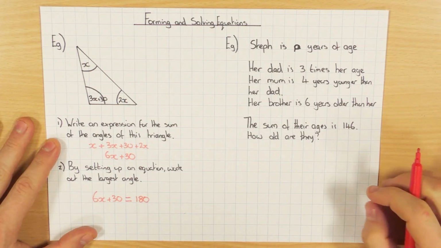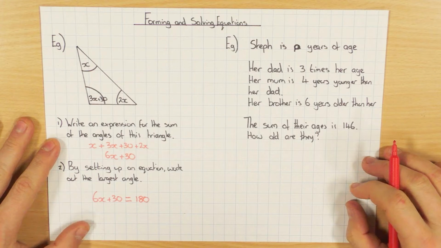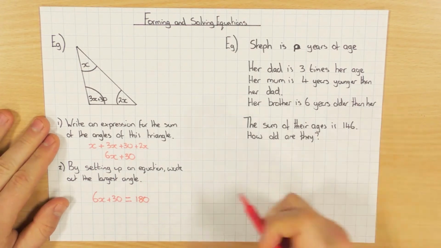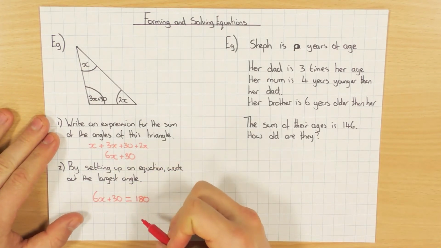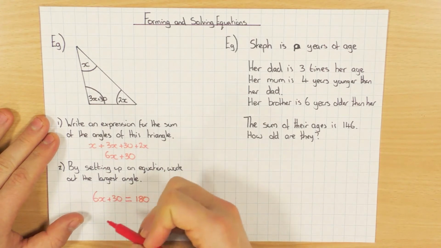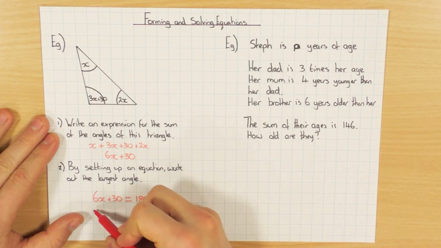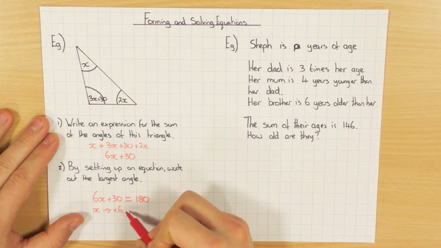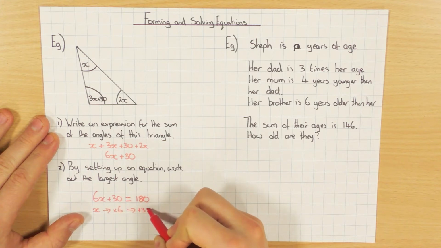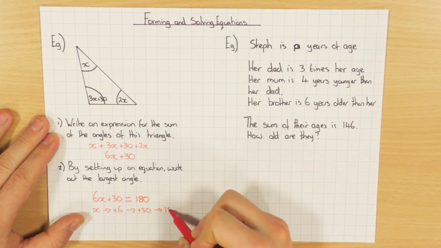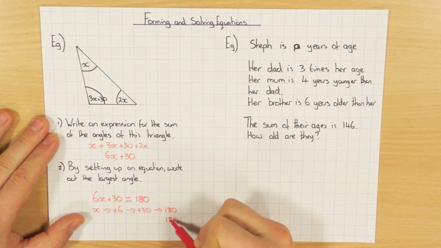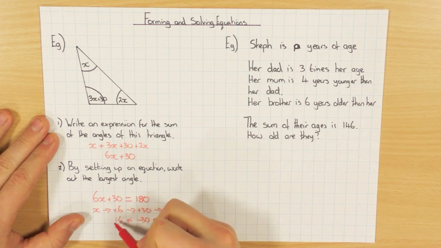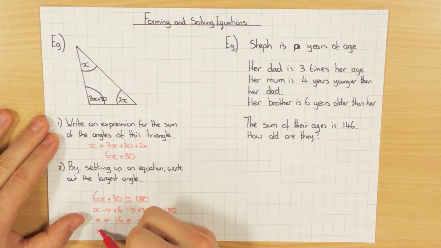So there are 2 ways you can solve it. One of them is using the balance method, the other is using the flowchart. Depending on which way you want to do it, it's entirely up to you. I'm going to use the flowchart just for these examples, but of course if you're doing higher and you do the balance method, you can just use that as well. So let's use the flowchart. I start off with x, I times by 6, then I add 30, and I get 180. So let's go backwards by minusing 30, divide by 6, and back to x.